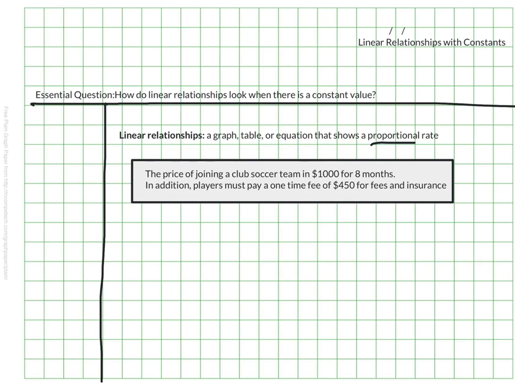So our example is going to center around this fact that I looked up. The price of joining a soccer club here in Portland is about $1,000 for an 8-month season. But in addition, players have to pay a set fee for insurance and other set costs. And that is a one-time payment of $450. So the question is, how would this look if we were to model this price system as a graph, table, or equation? Well, first, as always, we should look for a unit price.